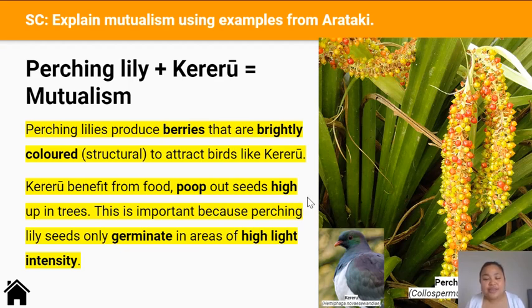Now, something that the guides have mentioned in the trip that I haven't put in the slide is that perching lily seeds that have been pooped out are extremely sticky, so that once they're pooped out, they can stick to whatever they land on up high in the emergent layer as the Kereru poops them out.